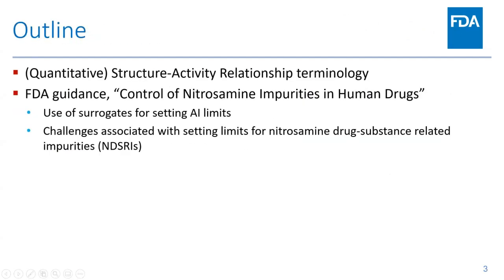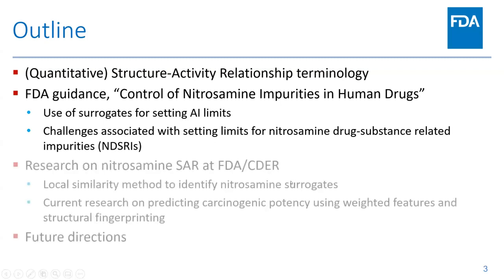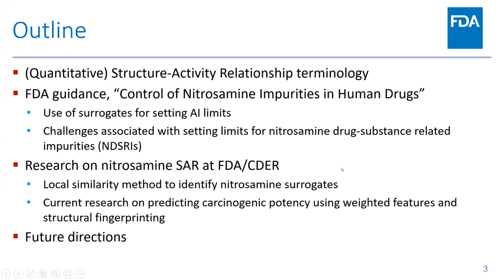This is an outline of what I'll be covering. I'm going to start with a quick recap on some of the terminology around quantitative structure-activity relationships. And then I'll give a little bit of background on FDA's published guidance on the control of nitrosamine impurities in human drugs, which provides for the use of surrogates for setting AI limits. But I'd also like to touch on some of the challenges associated with setting limits, specifically for nitrosamine drug substance-related impurities, or NDSRIs.